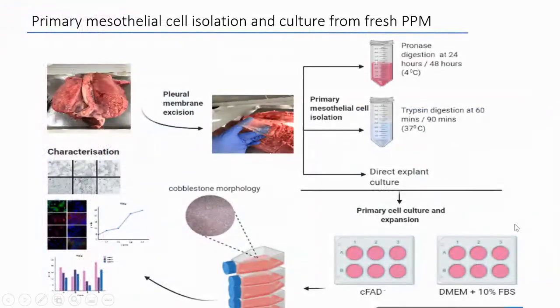So this is just a schematic that represents the cell culture studies we had undertaken initially, wherein we looked at two enzyme digestion routines, pronase and trypsin, at specific time points, and also conducted direct explant cultures as control. Secondly, we went on to optimize cell culture conditions in terms of media, where we looked at DMEM with 10% FBS versus CFAD, which was fortified with hydrocortisone and epidermal growth factor, carried on with routine cell culture practice, and characterized the established cultures with light microscopy, immunostaining, and estimating the population doublings at each stage.